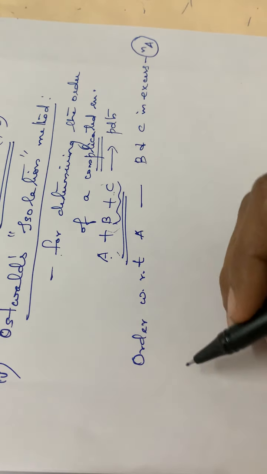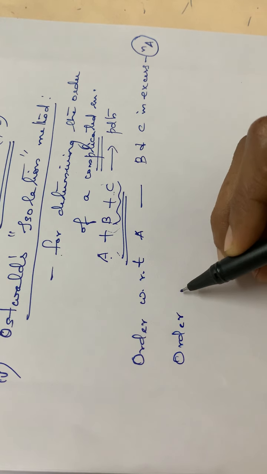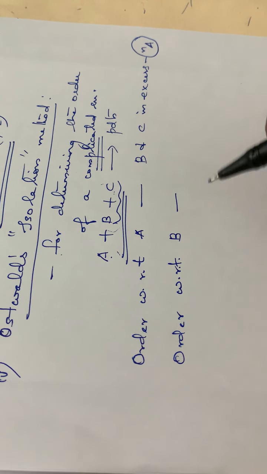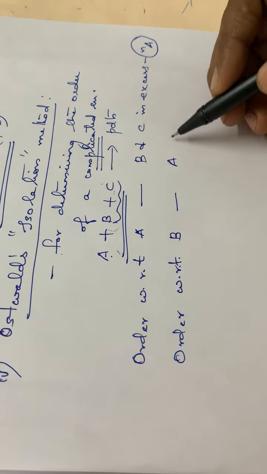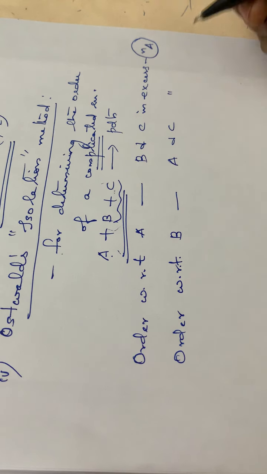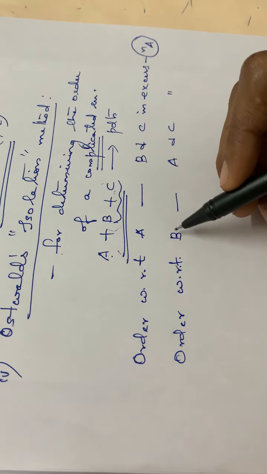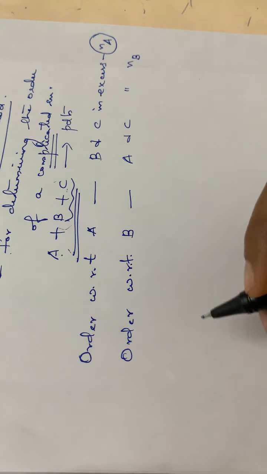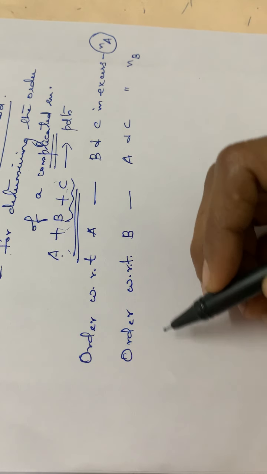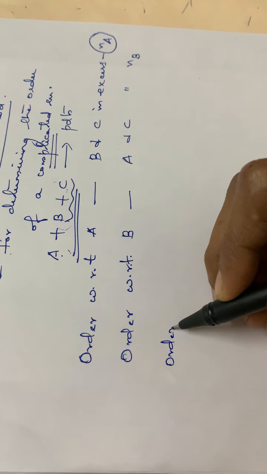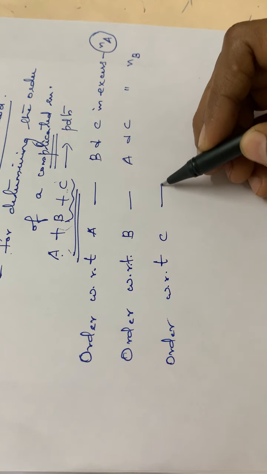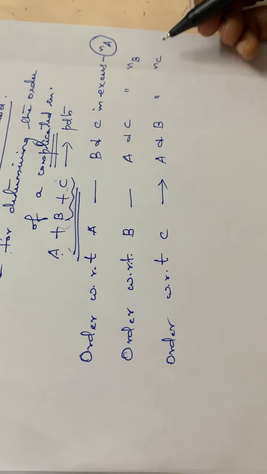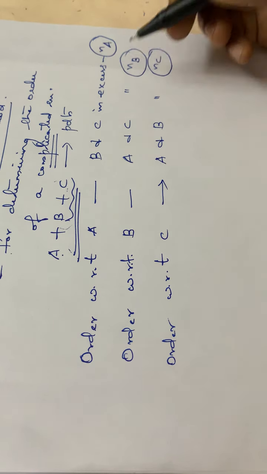Then the second step: we have to determine the order with respect to B. So what reactants will be taken in excess? A and C will be in excess. So if A and C are taken in excess, we will get the order with respect to B, that is, Nb. Then again we have to determine the order with respect to C. For that we will take A and B in excess, so that we get Nc, the order of the third reactant.